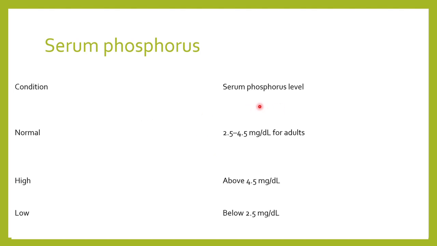The normal level of serum phosphorus would be anything from 2.5 to 4.5 milligram per deciliter for an adult. When the level of phosphorus goes beyond 4.5 milligram per deciliter, it is called hyperphosphatemia, and when it is below 2.5 milligram per deciliter, it is hypophosphatemia.